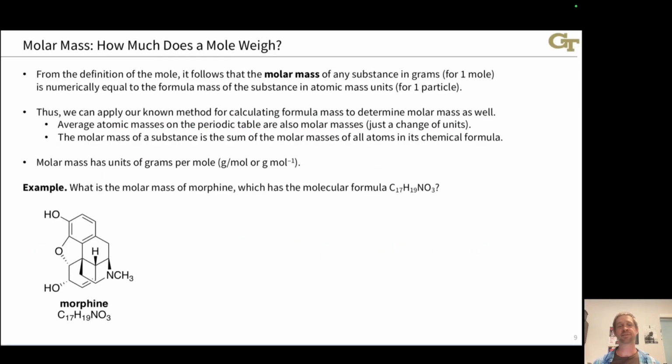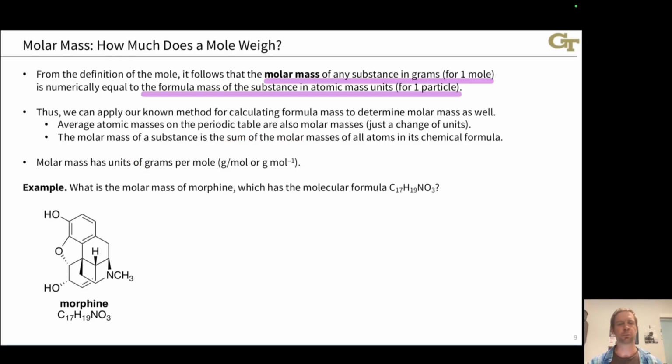From the way we define the mole, we know that the mass of a mole in grams is numerically equal to the formula mass of the substance in atomic mass units for a single particle. This means that we can apply what we already know about determining formula mass to determining the molar mass of a substance. Molar mass is the mass in grams of 1 mole of a substance, and so it has units of grams per mole, which you'll see represented this way.